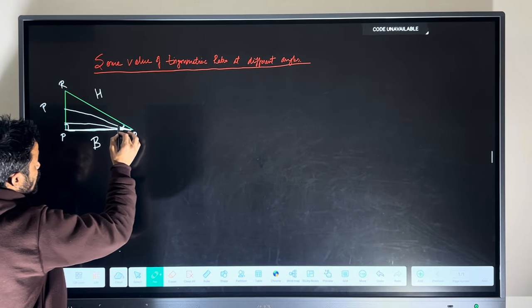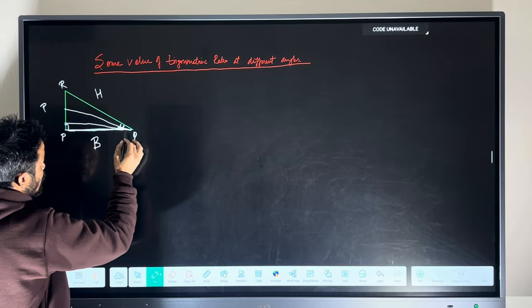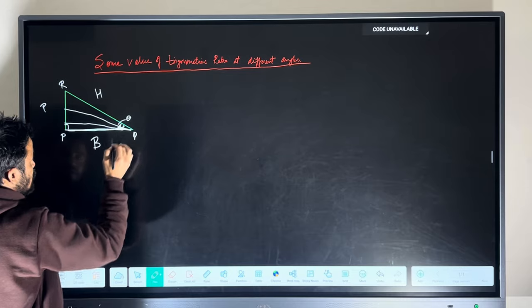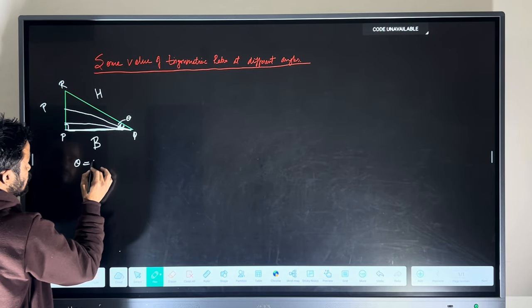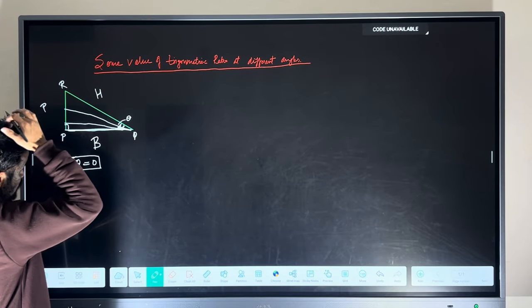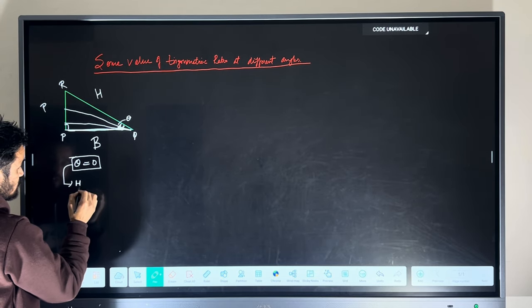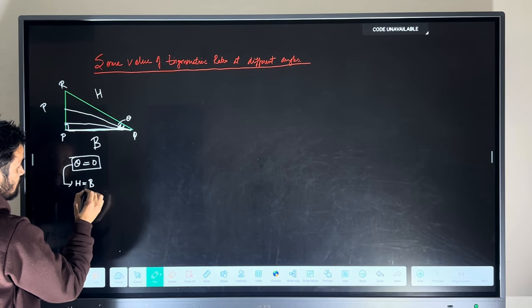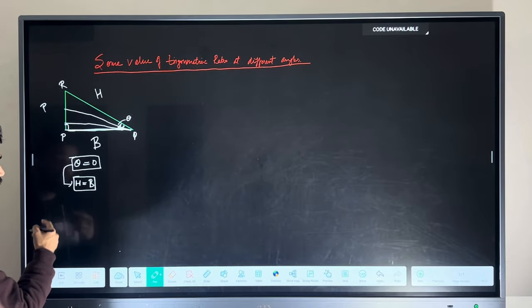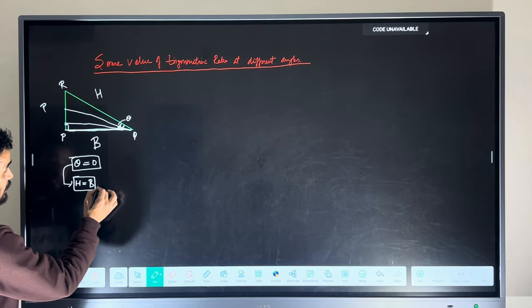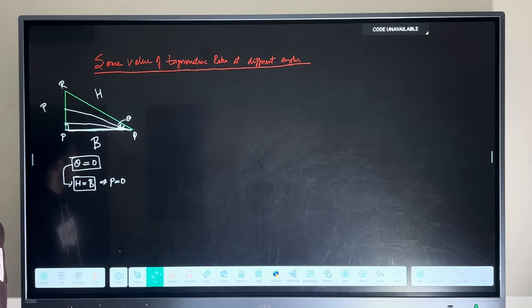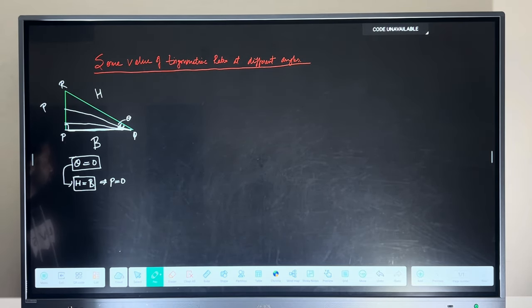So what we are saying, when we decrease the angle, at one case, suppose this is angle theta, this angle theta is equal to 0. So what is happening in that case? Hypotenuse is lying on base. That is, both hypotenuse and base are equal, and in that condition, perpendicular is almost equal to 0.